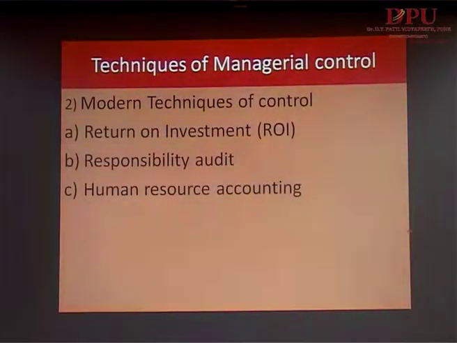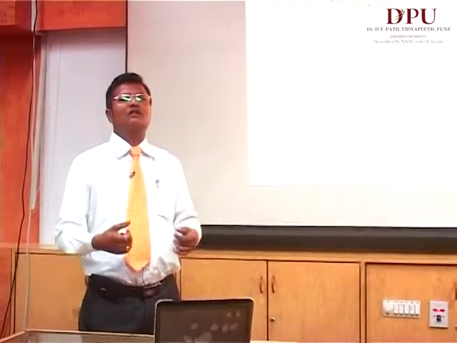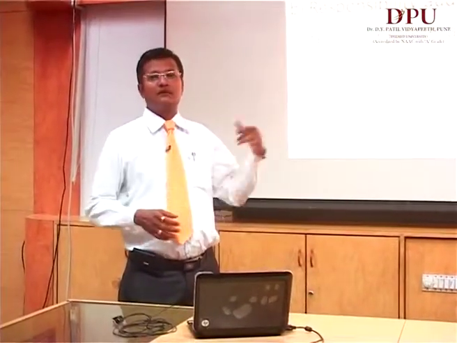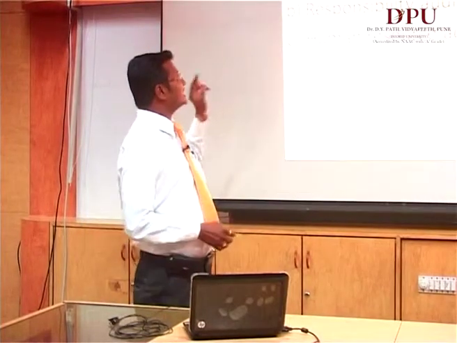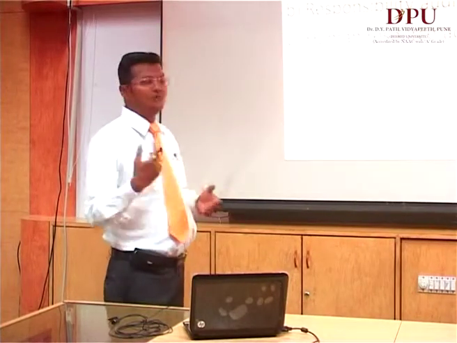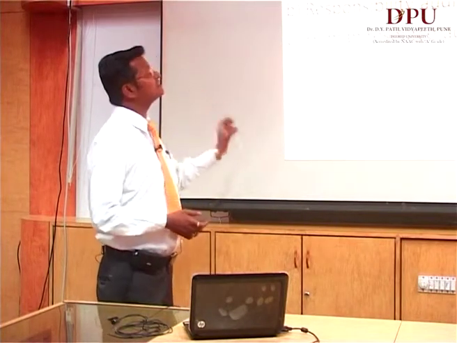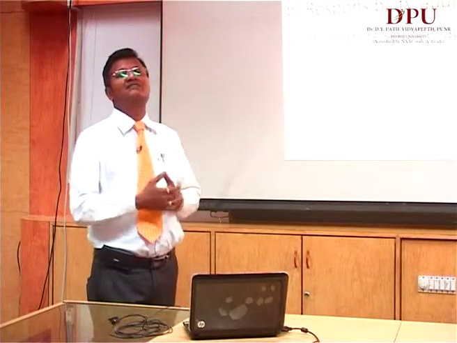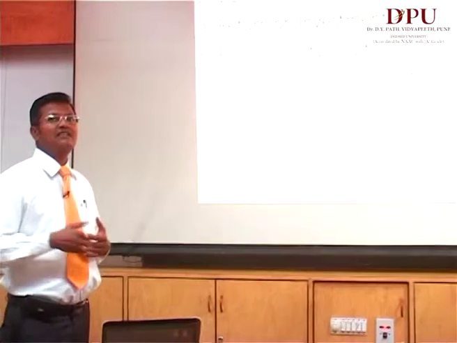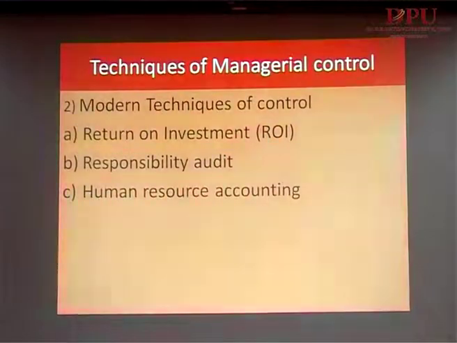Then there are also modern techniques of control. The first is return on investment. The company sees how much amount is to be invested in a project or a product, and what profit ratio we are getting out of it. That is the return on investment. The second one is responsibility audit. The responsibilities of persons are calculated: how exactly he is responsible and what his accountability is. Then human resource accounting. As per the assignments, how the team performed or how the work is done is calculated this way, by modern techniques of control.